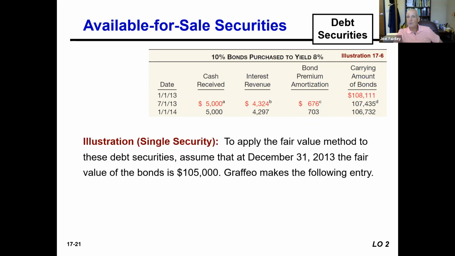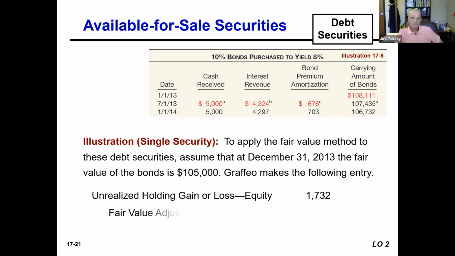Yes, as a holding gain. You haven't sold it. It's a holding gain. It's marked to market. So there's my loss. It's got to be a debit, doesn't it? All losses have to be debits. They're like siblings to expense. So there's my unrealized holding gain or loss equity. Equity is another word for OCI, other comprehensive income. And then this account called fair value adjustment for 1,732.